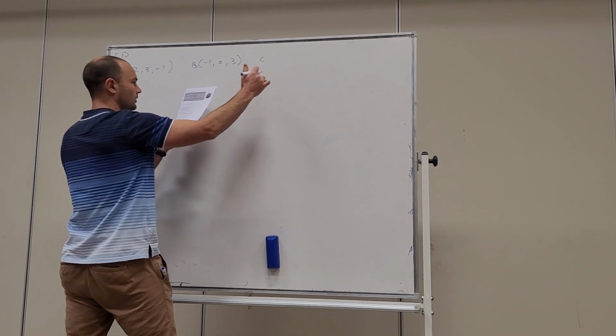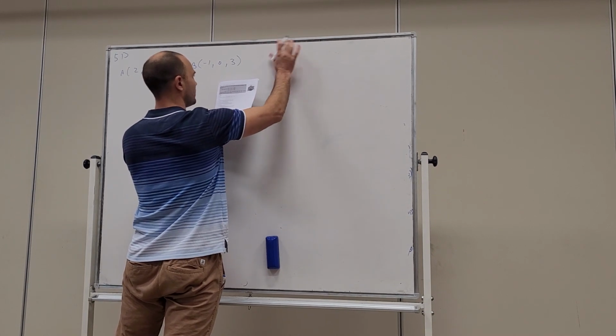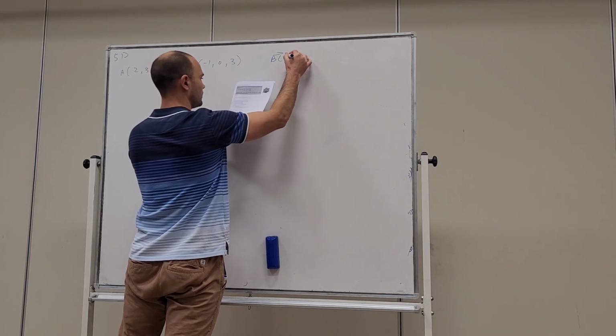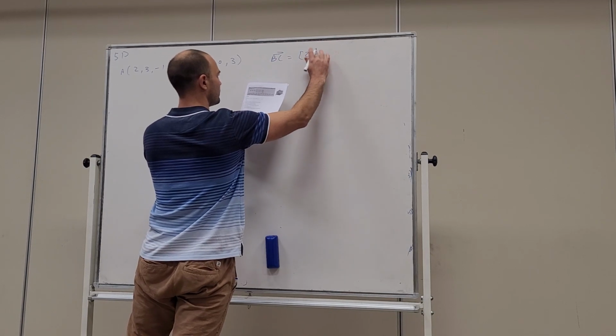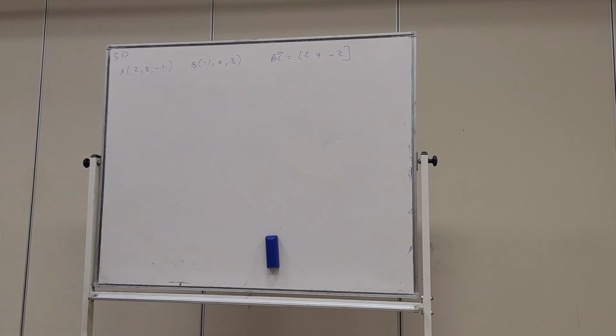And then we've got coordinates C, we've just got A and B. We've got vector BC, which is 2, 4, and -2. All right, find OA, OB, and AB and state in terms of I, J, K.